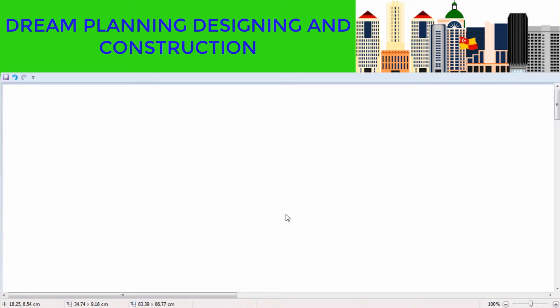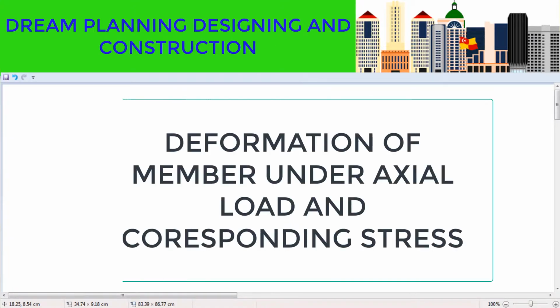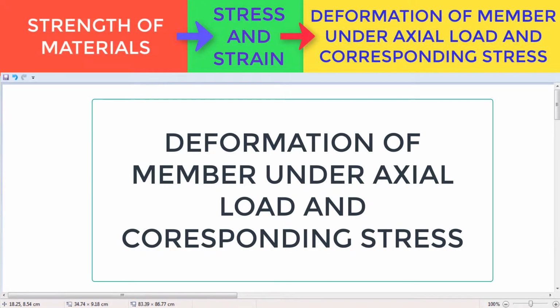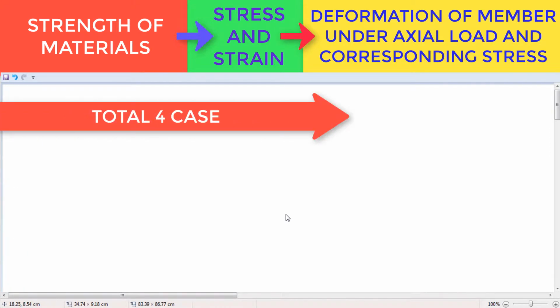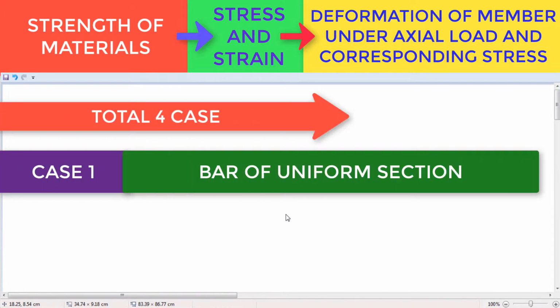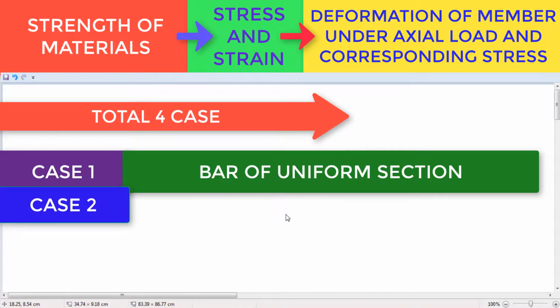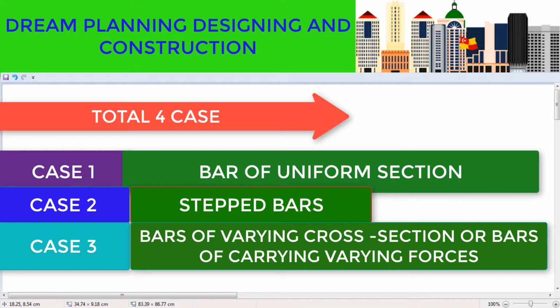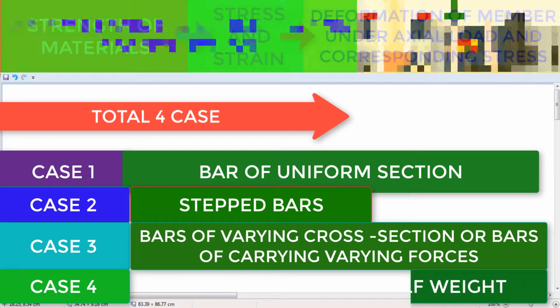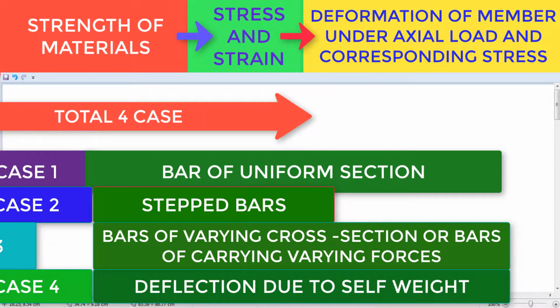Today we will discuss deformation of a member under axial load and the corresponding stress of each member due to this axial load. There are a total of 4 cases. Case 1: bar of uniform section. Case 2: stepped bars. Case 3: bars of varying sections or bars carrying varying forces. Case 4: deflection due to self weight.